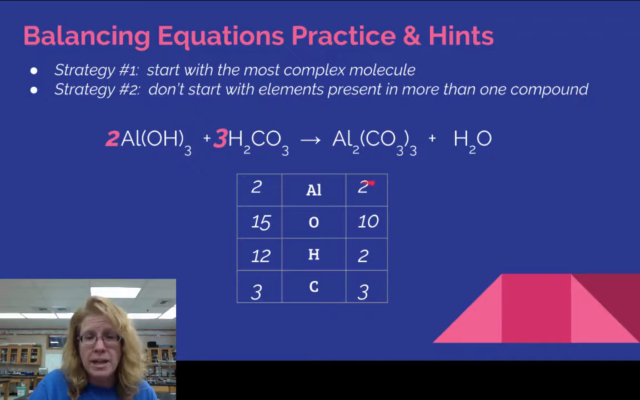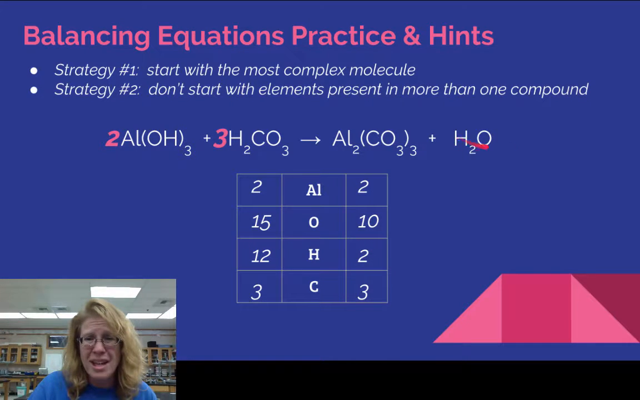So now let's go back and check. What do we have left? Aluminums are working. Carbons are working. We took care of those 2. Now strategy number 2, don't start with the oxygen and hydrogen because they're at the end, but let's take care of them now and see if they work themselves out. A lot of times they'll take care of themselves. So I've got 15 oxygens and 10 over here, 12 hydrogens and 2 hydrogens over here.